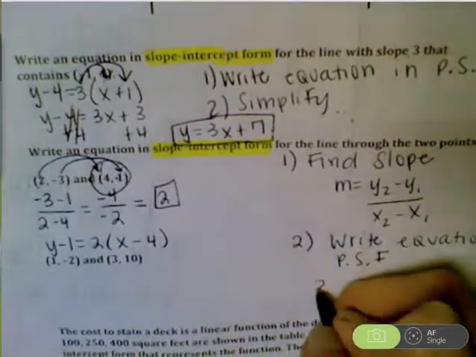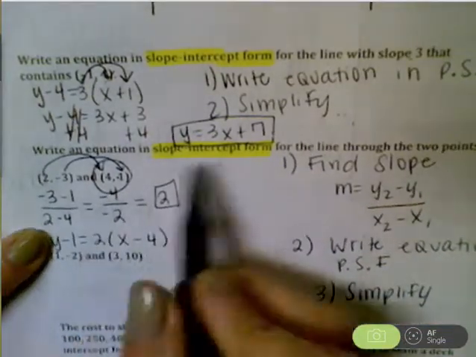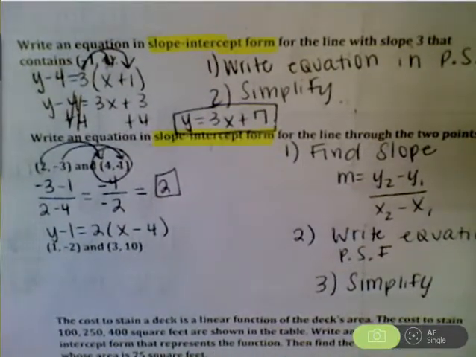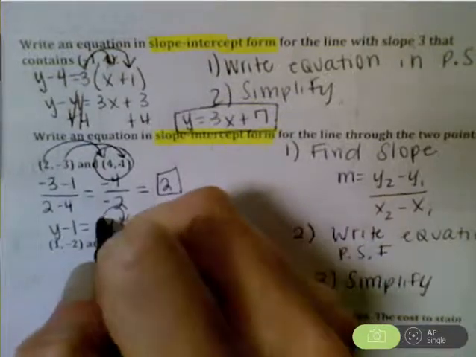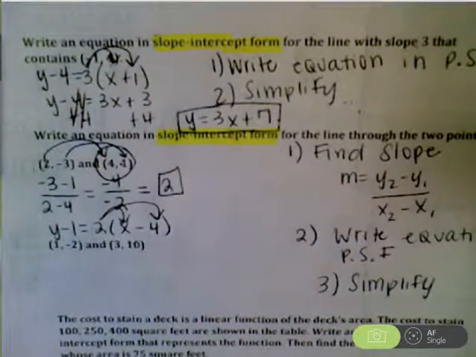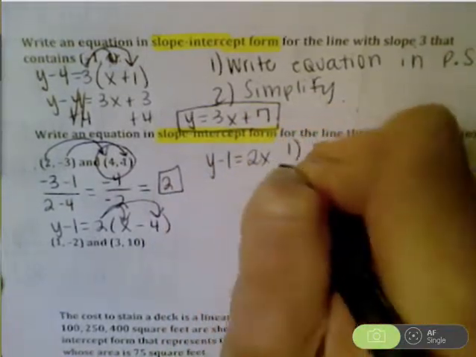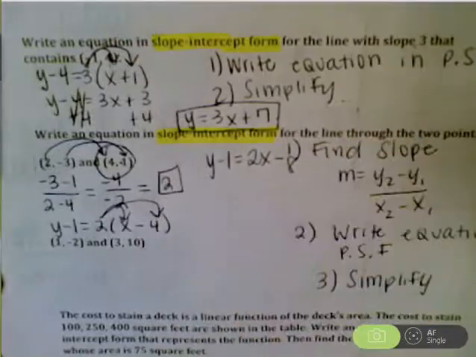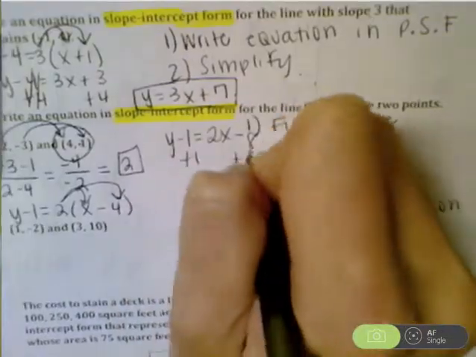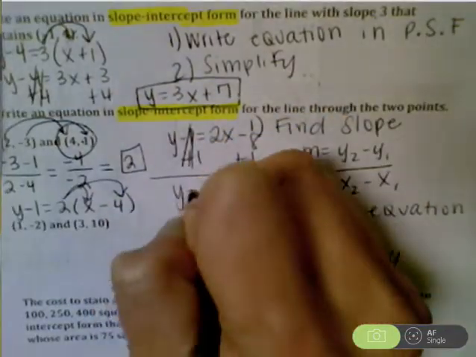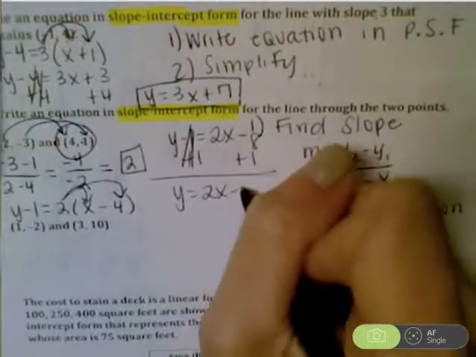Now the last step is just to simplify. I can't leave it like that because the question is asking for me to do it in slope-intercept form. Distribute the 2, good. So that's y minus 1 equals 2x minus 8. And then the last one: y equals 2x minus 7.